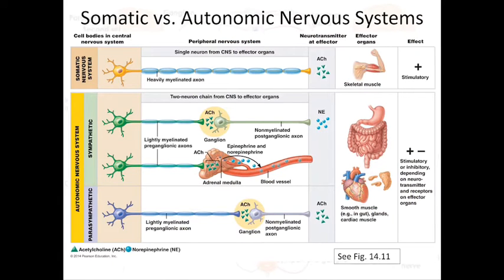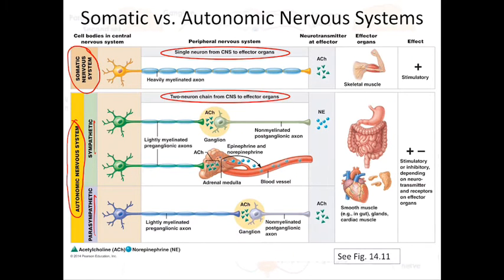Okay, so let's look at a few key factors here that we see that are looking at the differences between the somatic nervous system over here on the side, and then the autonomic nervous system, and then specifically sympathetic and parasympathetic. All right, so first of all, in the somatic, it's a single neuron from the CNS to effector organ. It's just one neuron, right, all the way to the effector organ. In the autonomic, it's always a two-neuron chain. All right, so we got one here, its synapses here, and then we got another one here.